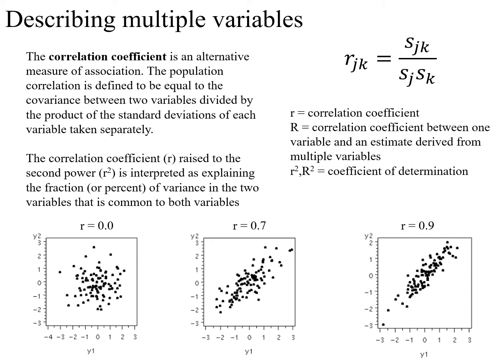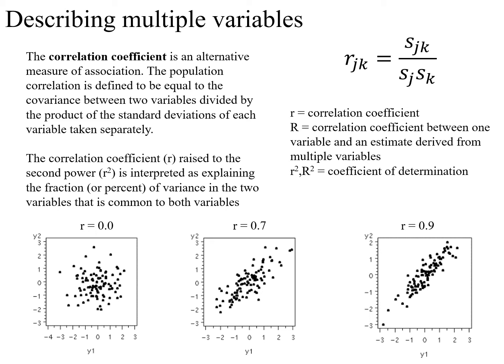So at the bottom, I'm showing you just a graphic display of what various values of r actually look like. At the left, an r of 0 is basically just a scattershot of points. There's no relationship between them. An r of 0.7 shows there's a pretty high relationship between the two. And then an r of 0.9 shows an even closer relationship between the two variables.